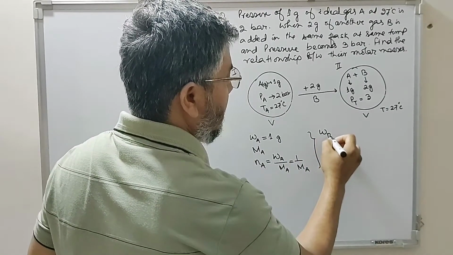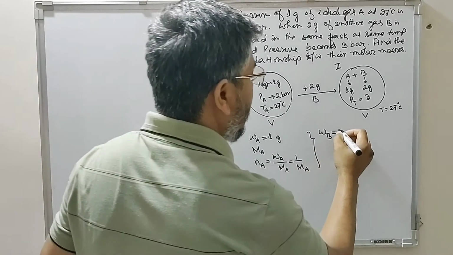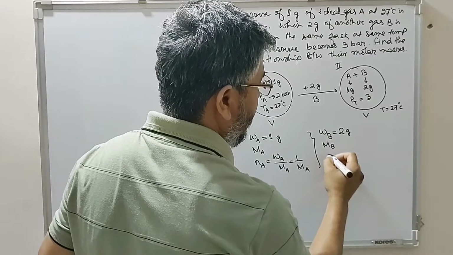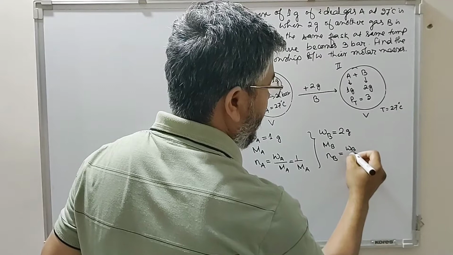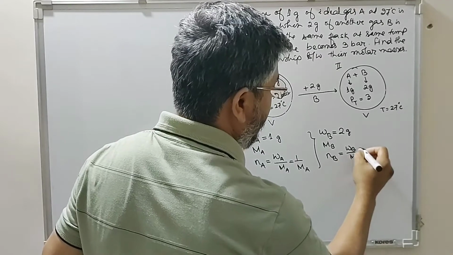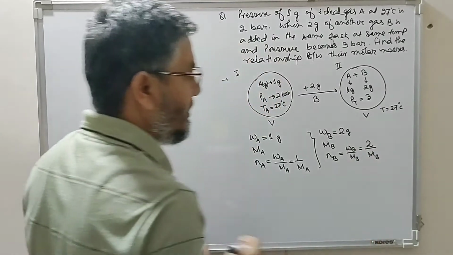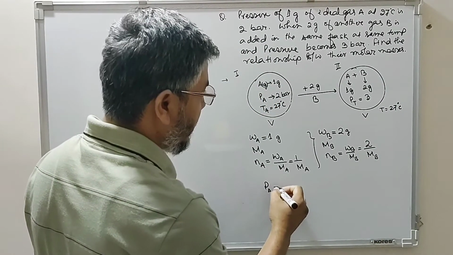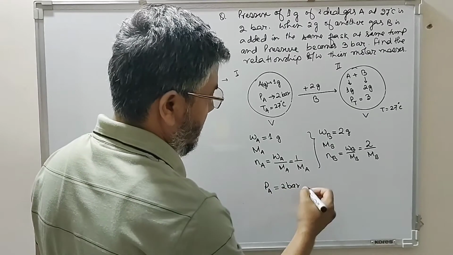Mass of B introduced in the sample is 2 gram. Let the molecular mass of B be Mb. Then number of moles of B will be Wb divided by Mb, which is equal to 2 by Mb. The question also says the partial pressure of A is 2 bar.